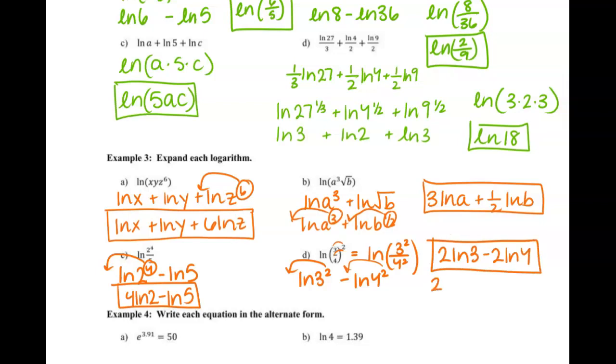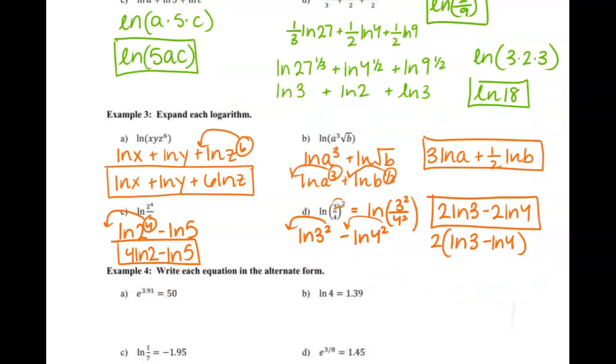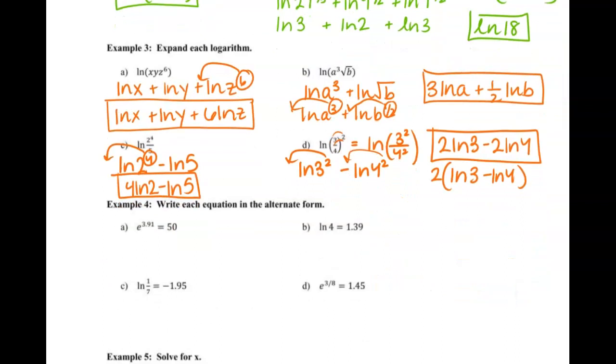If you did it a different way, you might end up with 2 times, in parentheses, natural log of 3 minus natural log of 4. Or you could have natural log of 9 minus natural log of 16, all sorts of options. Calculator will give you the same thing either way.